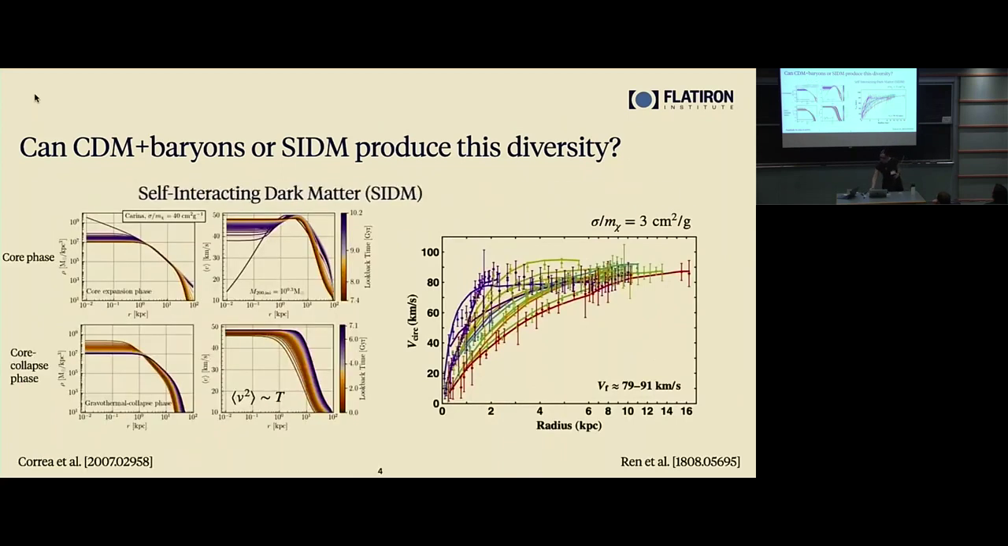Now, for the self-interacting dark matter prediction, there are 2 different cases. And I'm actually just going to start by talking a little bit about what happens with the self-interaction, although Robin nicely primed me, so I don't have to go into too much detail. So there are sort of 2 phases. There's a core phase, and then there's a core collapse phase. I'm actually going to start with this upper right-hand panel.